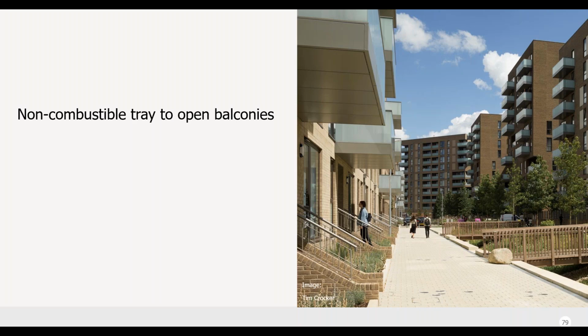So therefore, balconies with an open structure and open pedestrian surface should be fitted with a non-combustible imperforate tray or soffit to reduce the risk of fire spread into balconies and adjacent internal areas. The tray can act as a water collecting surface, and as can be seen in this photograph, a visual soffit to the balcony. Next, please.